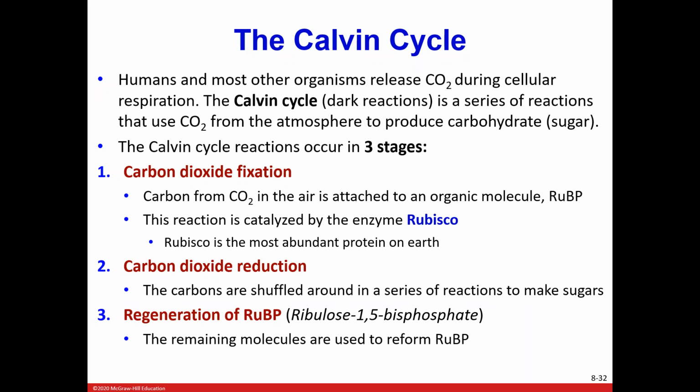The Calvin cycle, also called the light independent reactions or dark reactions, is a series of reactions that use CO2 from the atmosphere to produce carbohydrate, which is going to be sugar, such as glucose. The Calvin cycle reactions occur in 3 stages. So these are 3 important stages. The first part is carbon dioxide fixation.